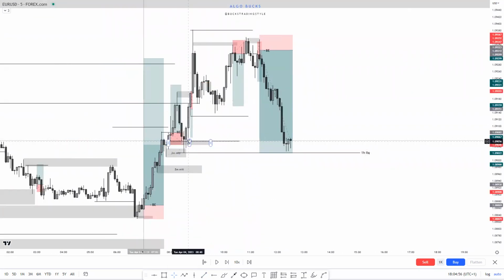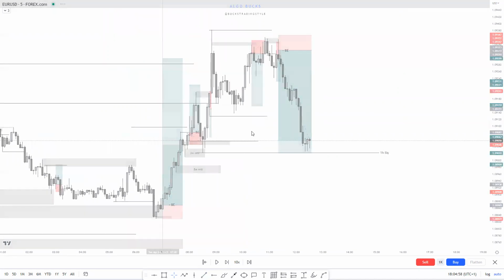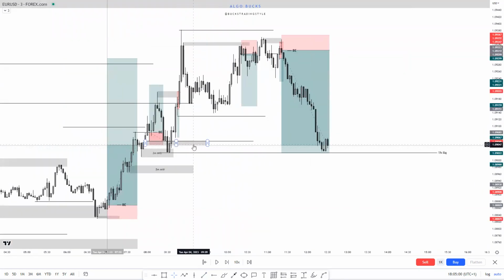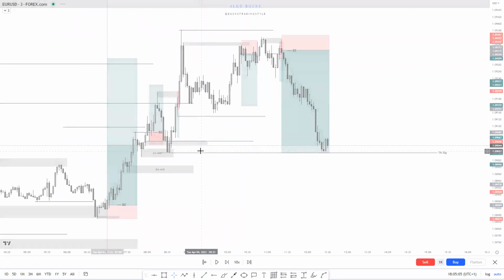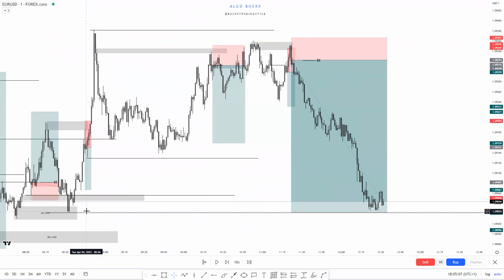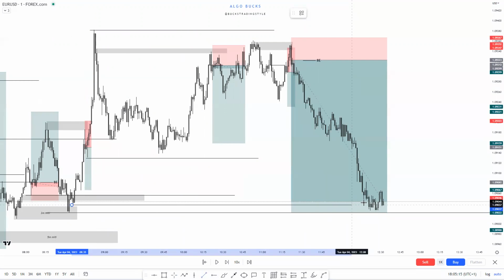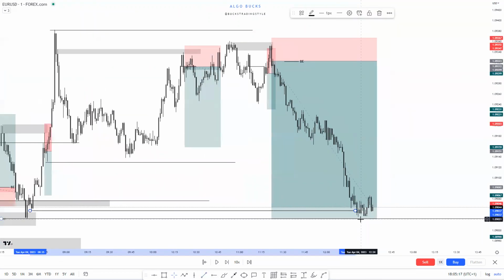On 5M, no POI to mark. Go on 3 minutes. Nothing to mark except this tiny wick right here on M1. This is the wick that I think price did not even react to. It only took out this 1 minute SLQ, and failed to react from there.